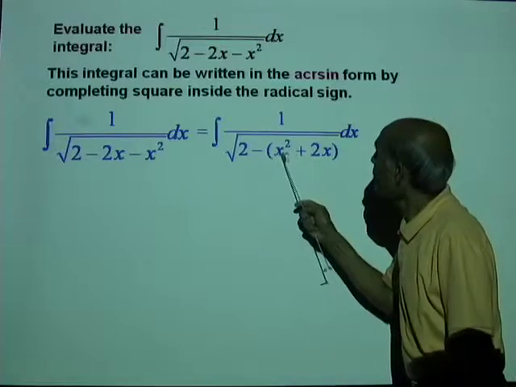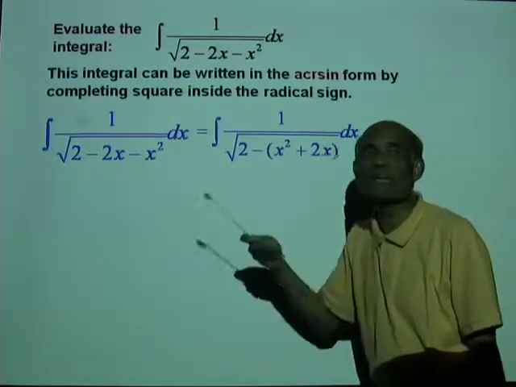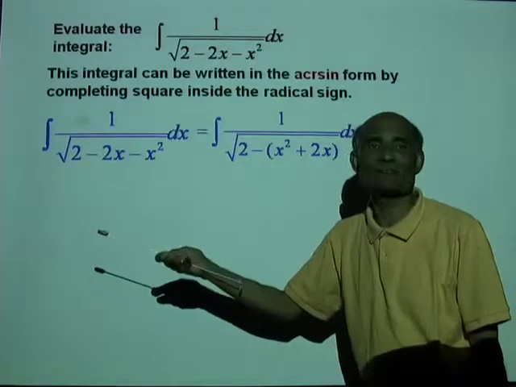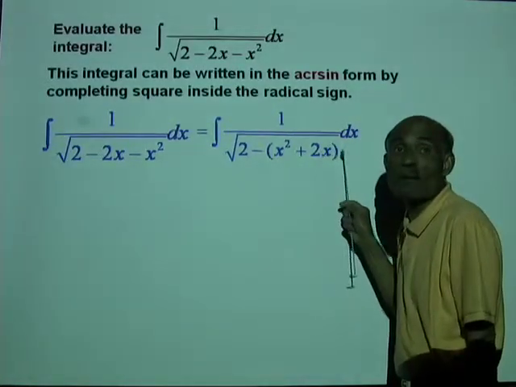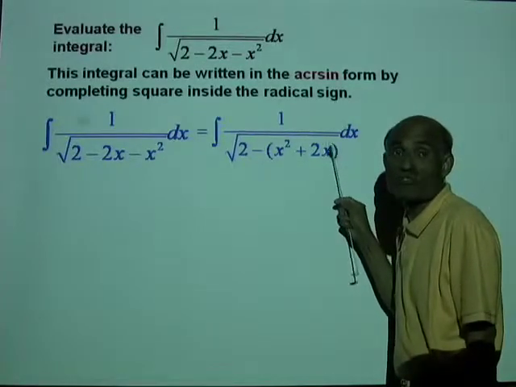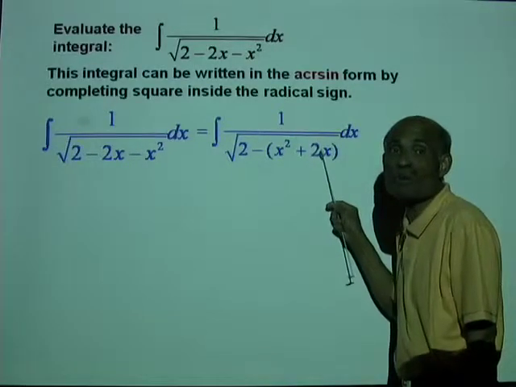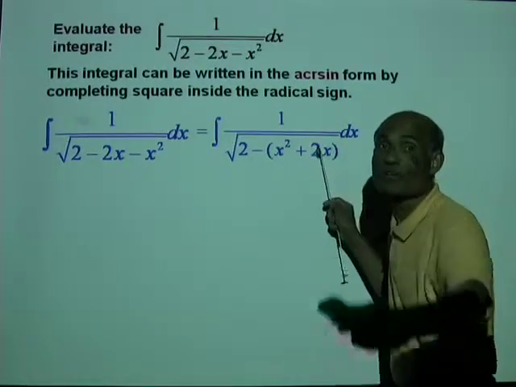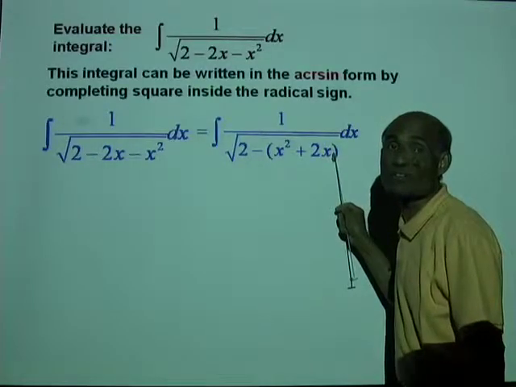Now, tell me, what do you add to x squared plus 2x to make it a perfect square? You've got the first term and the middle term, and the last term is missing. Remember, for a perfect square, the last term is: take half of the coefficient of the middle term and square it. Half of 2 is 1. So add 1 squared to this.